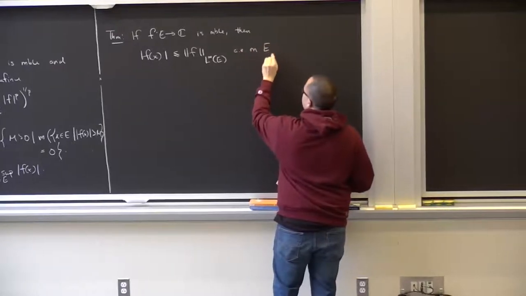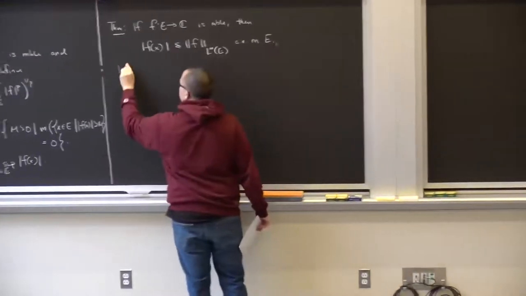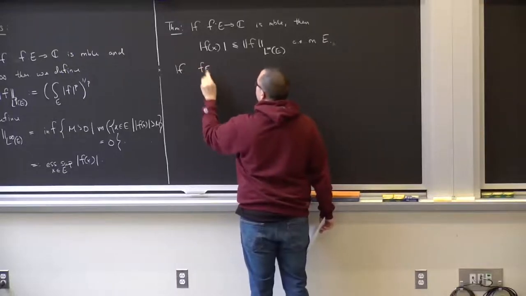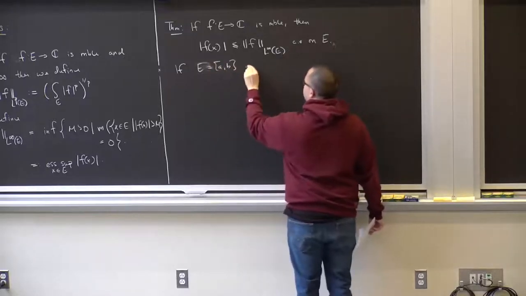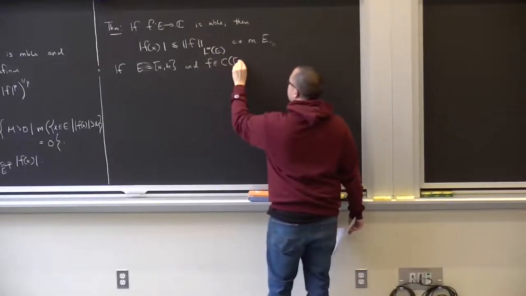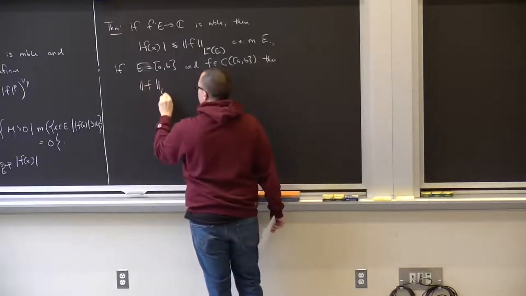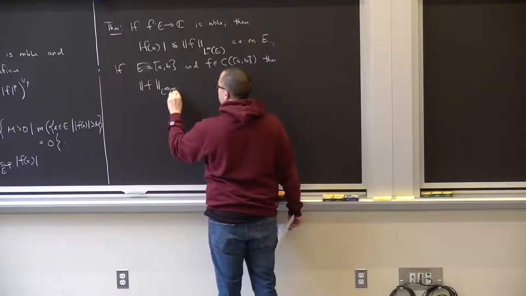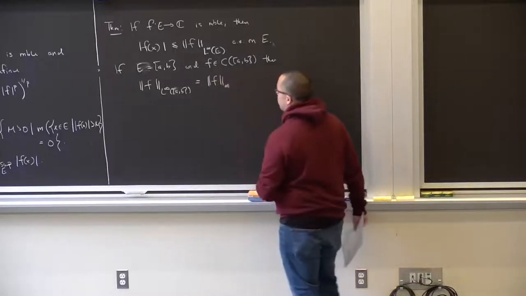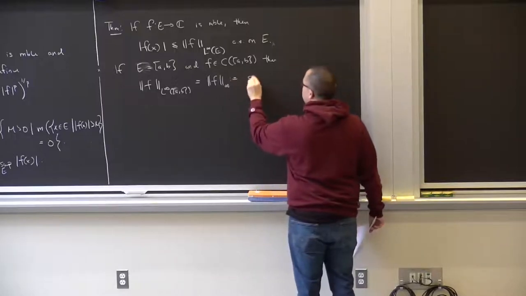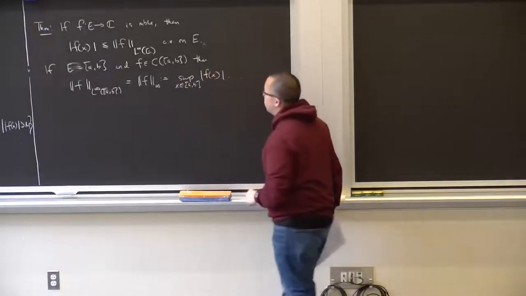Almost everywhere on E. And another fact, if E is equal to [a,b], and f is continuous on [a,b], then this essential supremum is equal to, in fact, just the usual, what we call the L infinity norm, which remember was the sup over x in [a,b] of the absolute value of f(x).